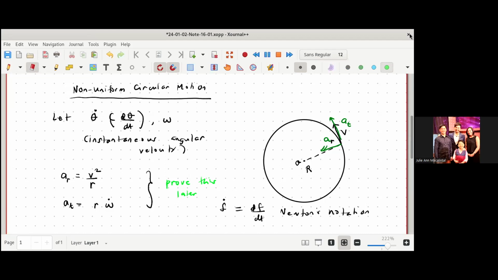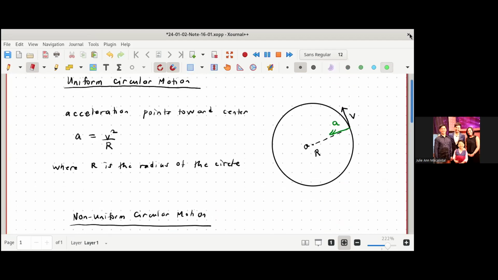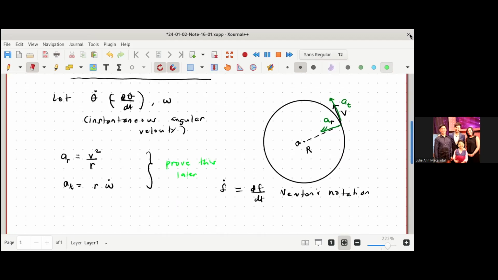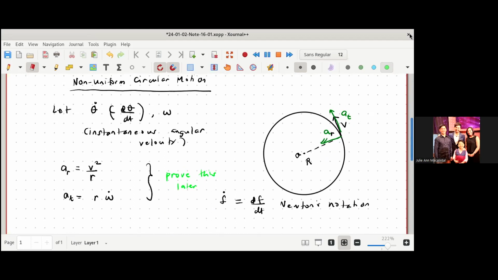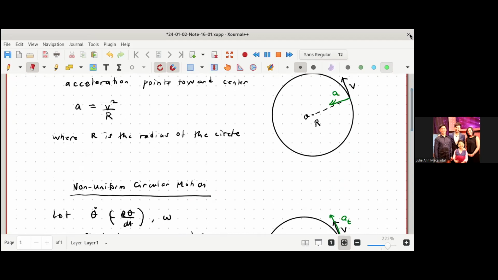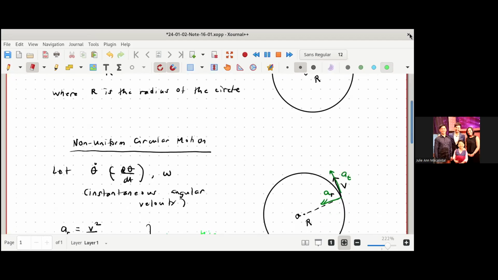Okay? So, importante lang yan kasi may mga problems na hindi ini-explain sa book, na nagbibigay sa book na circular yung motion pero hindi uniform. Tapos, ito pa rin yung ginagamit. Medyo may black magic kasi yun. Actually, may component along the tangential, may component along the radial.